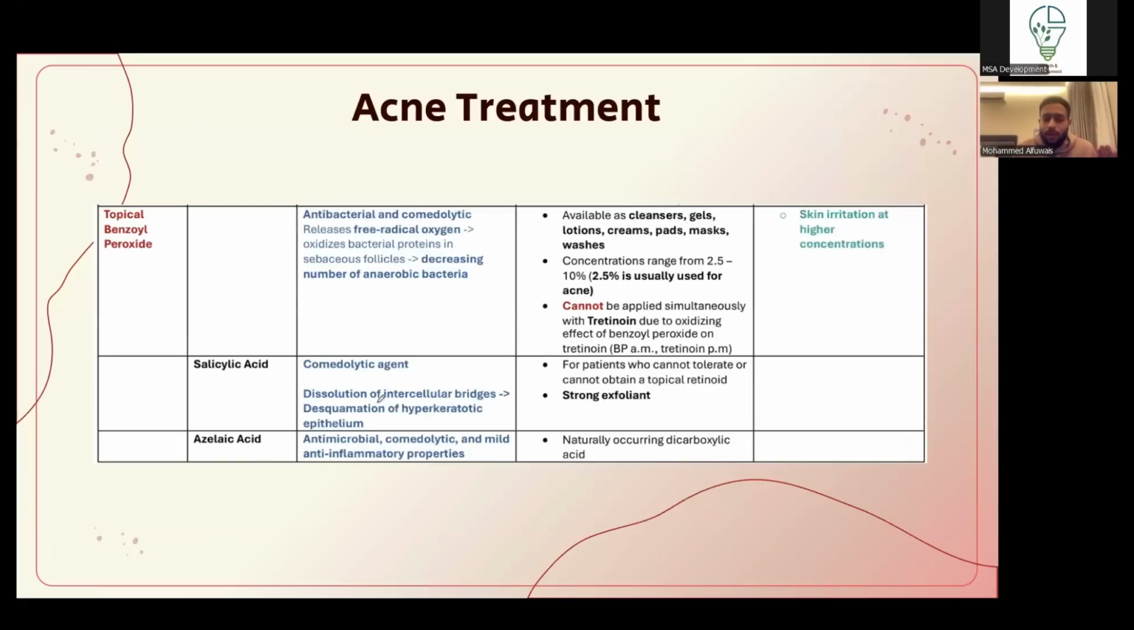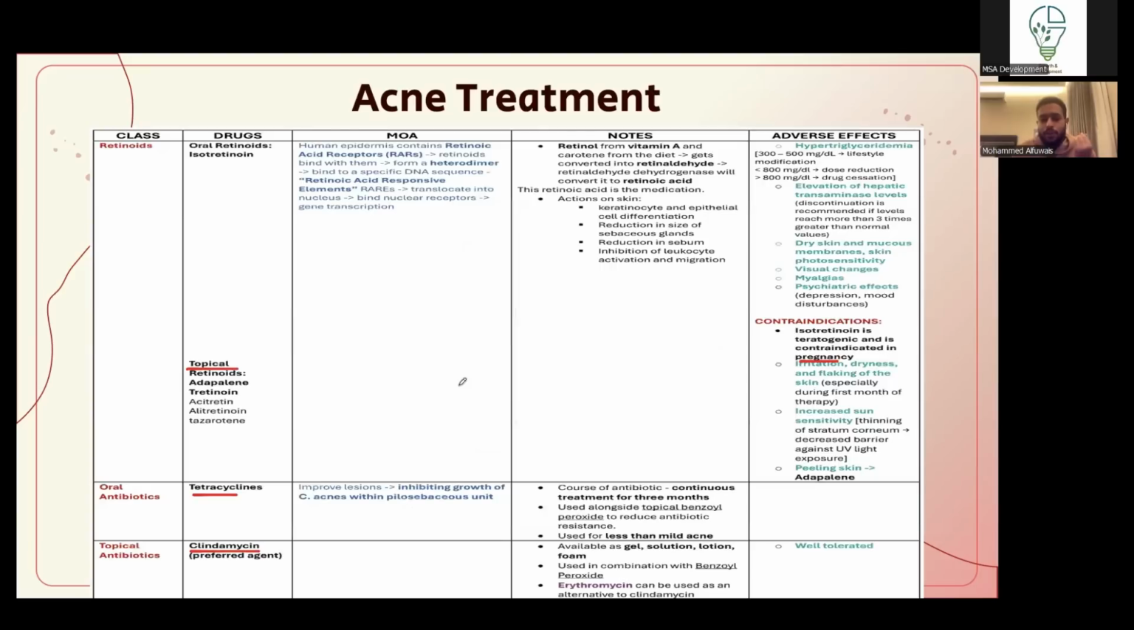Now, we also have other medications such as benzoyl peroxide, and this has an antibacterial and keratolytic effect. This medication should not be used with the topical retinoid because it has an oxidizing effect. I also have other medications such as salicylic acid and so on. But again, usually the drug that they'll ask you about is retinoic acid. Why? Because it's very commonly used.